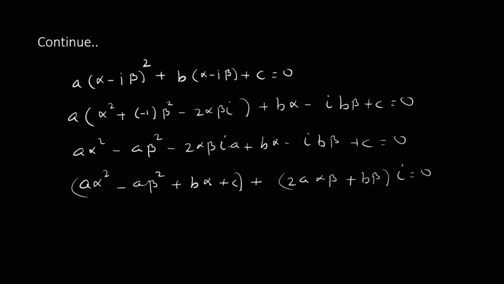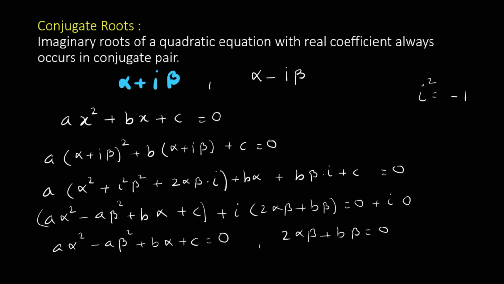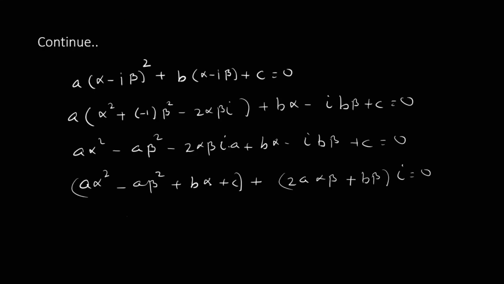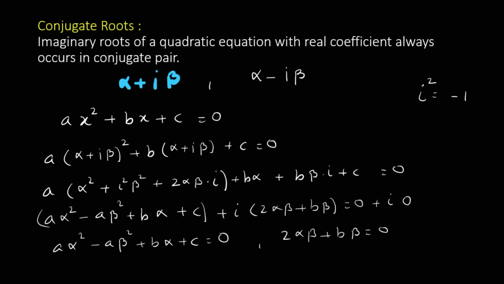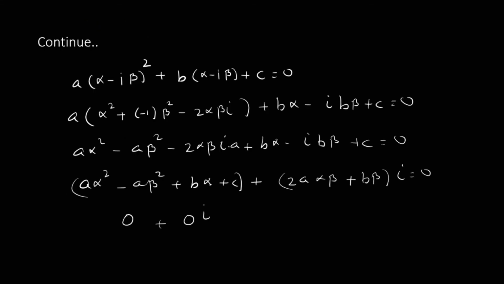Now in the previous slide we saw that a alpha square minus a beta square plus b alpha plus c is equal to 0, and 2a alpha beta plus b beta is also equal to 0. So this is 0 plus 0 i. Hence we can say that if alpha plus i beta is one of the imaginary roots of a quadratic equation, then the second root will always be alpha minus i beta. So the second root will always be in a conjugate pair.